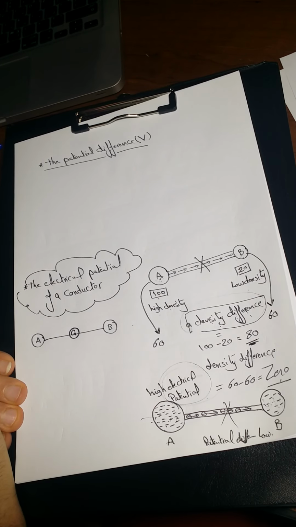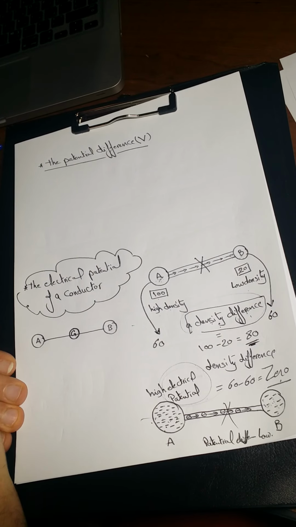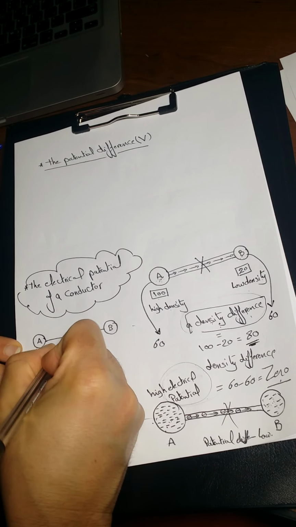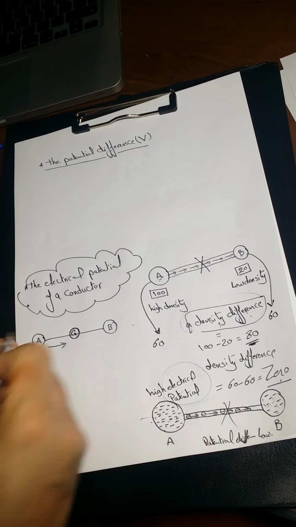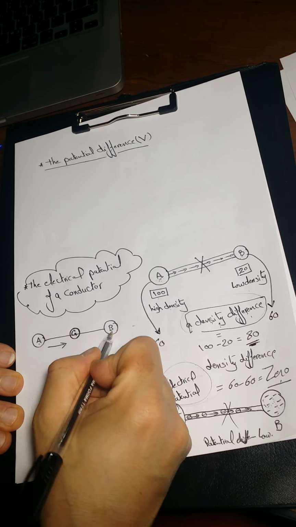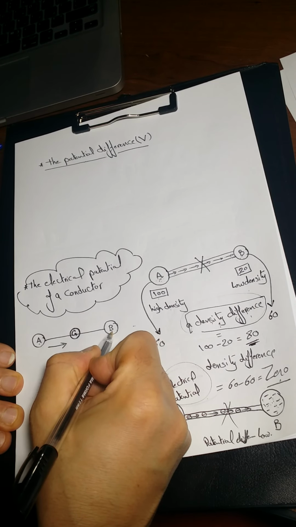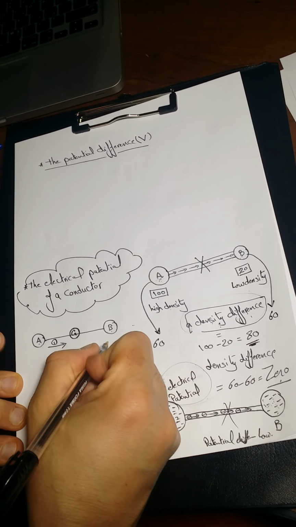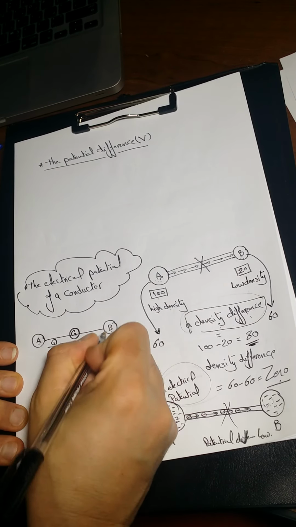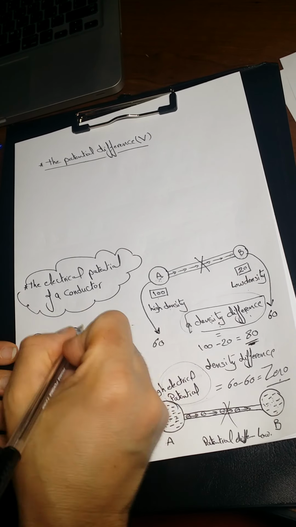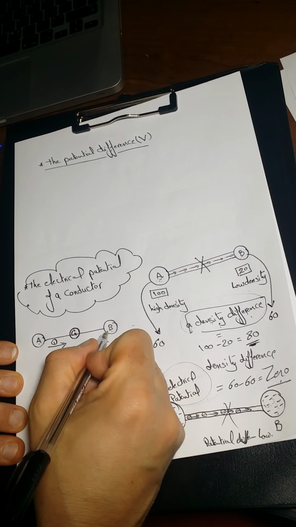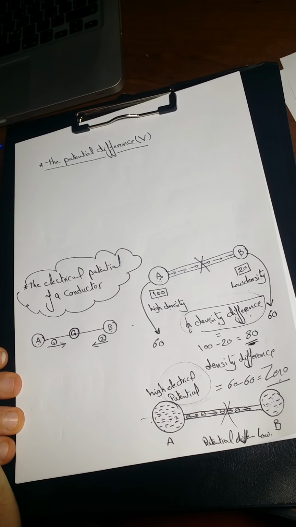We have 3 cases here, or 3 scenarios. If the direction of electric current is from A to B, so the electrical potential of A is greater than the electrical potential of B. This is scenario number 1. What if the direction of electric current is from B to A? This is scenario number 2. It means that the electrical potential of B is greater than A.